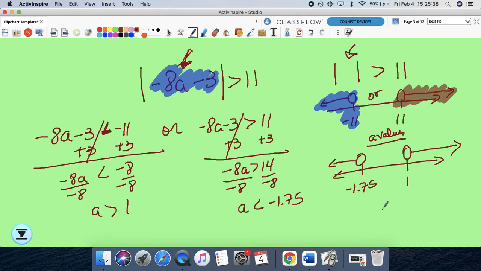And then we can write it like this. It's 1, not inclusive, going to positive infinity, not inclusive again. And then negative 1.75 this way, going to negative infinity. Okay, so this set of numbers and this set of numbers together represent all the values of A that you can plug in here. That's pretty much it.